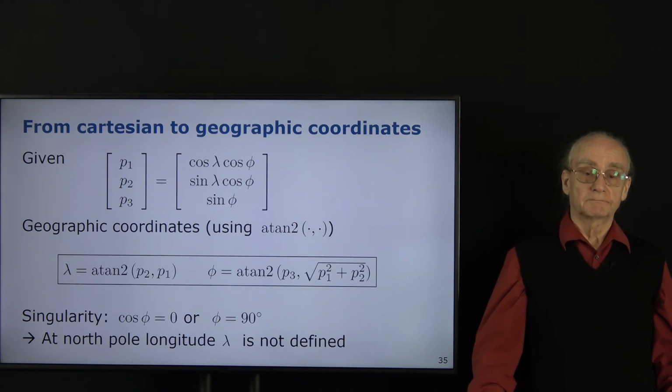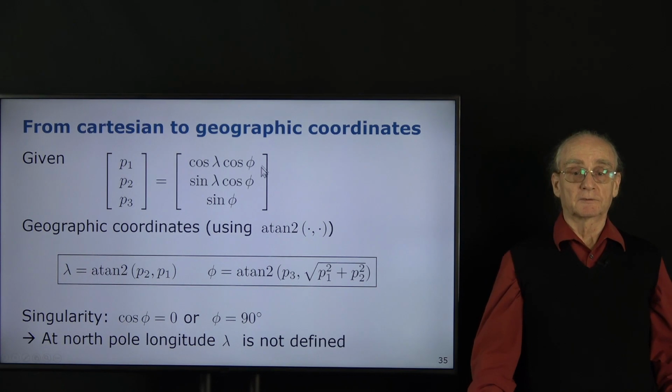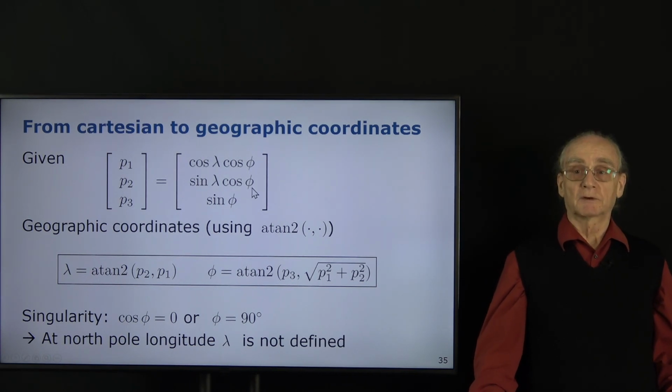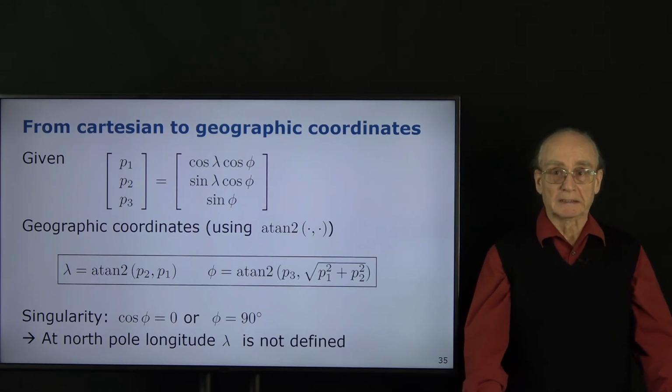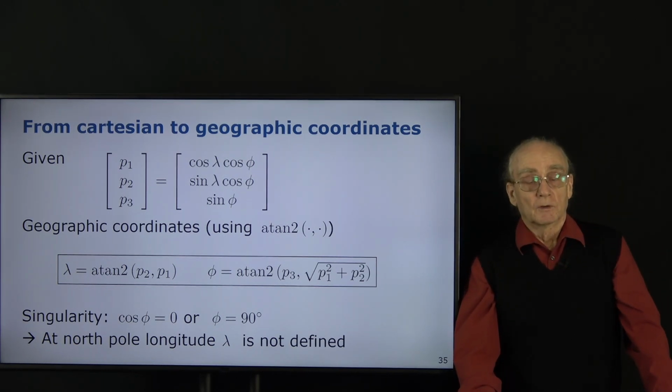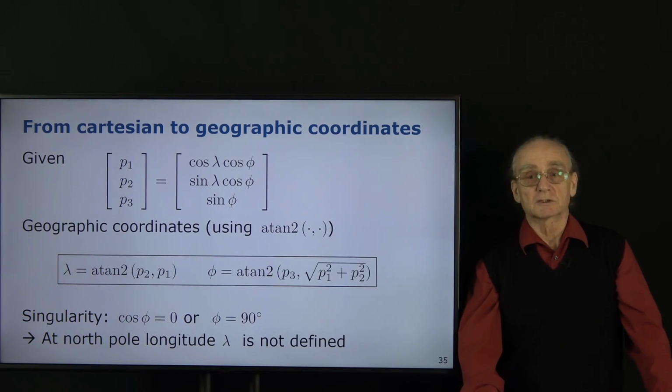Does it work always? No, because if cosine phi is 0, we have a problem. What does it mean? That means phi is plus or minus 90 degrees. So if you are at the North Pole and want to describe the coordinates of the North Pole in geographic coordinates, you know the latitude, which is 90 degrees, but you cannot define the longitude because it's just not defined. It doesn't matter in which direction you go with the distance 0. Same for the South Pole.